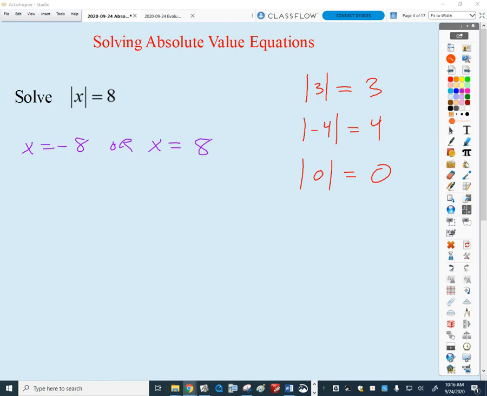So there's a really important result there, right? If we have an absolute value of something equal to a number, we automatically know that the two solutions we're going to get is when whatever I'm taking the absolute value of, in this case it was just an x, either equals the negative number or the positive number, right? Okay, let's apply that thinking to a different problem.